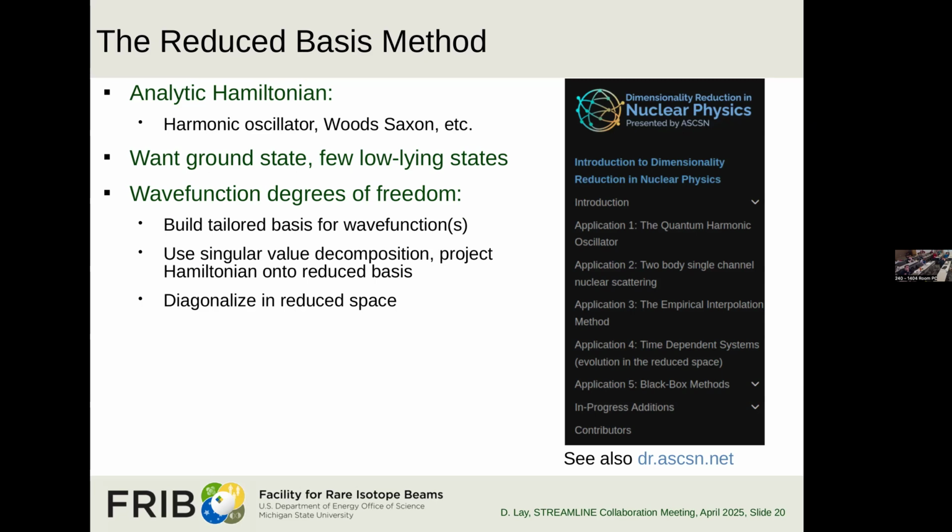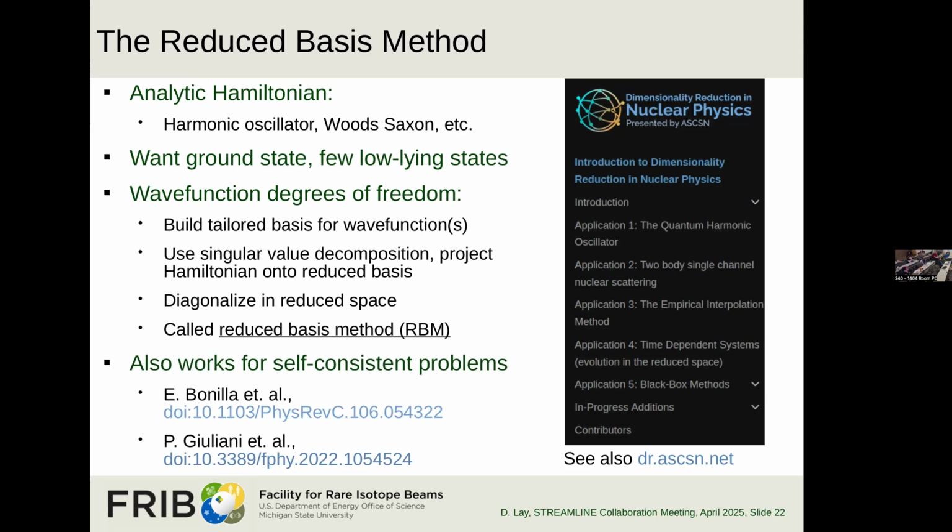What the reduced basis method does is it says I'm going to build a tailored basis for each wave function that I care about. And we typically do this using the singular value decomposition. People have also called it proper orthogonal decomposition, etc. And then you project the Hamiltonian into that reduced basis. Then your diagonalization problem is computationally inexpensive, and you get the results that you're after.